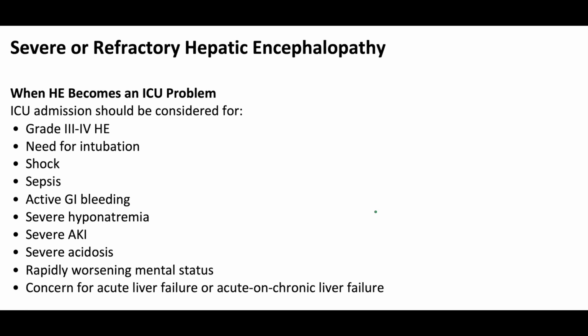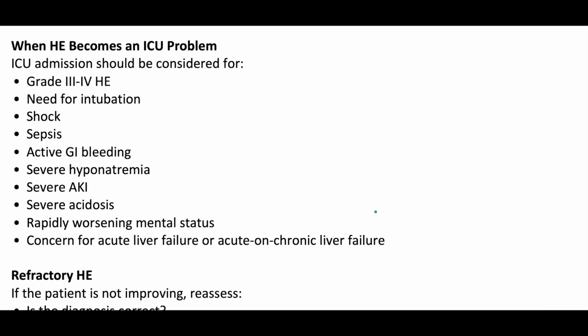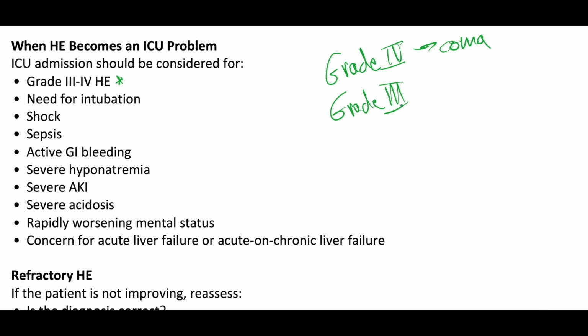Okay, so severe refractory hepatic encephalopathy. So ICU admission can be considered for all sorts of patients with hepatic encephalopathy, but certainly grade 3, grade 4 when this starts getting severe. Remember, we said grade 4 is essentially coma, and grade 3 is on the precipice. You know, grade 3 is stuporous, lethargic, but arousable.